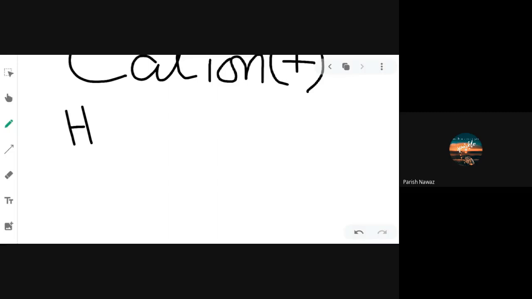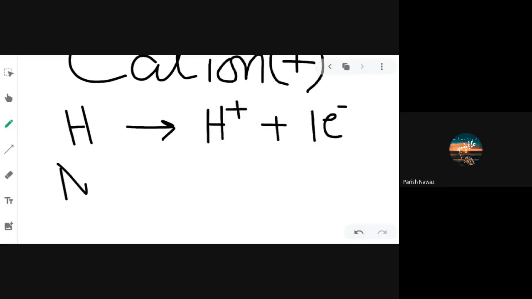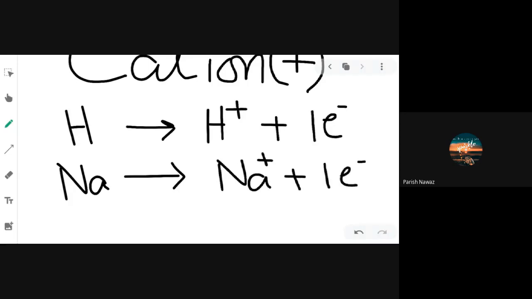For example, initially we have hydrogen only. Hydrogen will give away one electron and it will form H positive plus one e negative, because hydrogen has given away one electron. Similarly, sodium will become Na positive because it is a metal. Metals donate electrons, so on the product side, you will write down electrons.